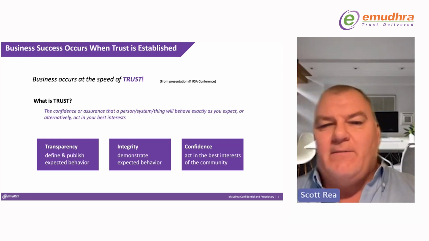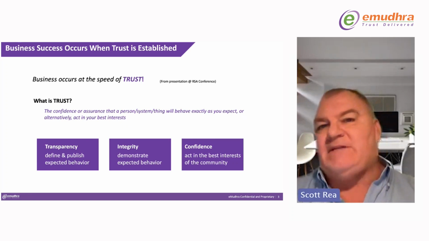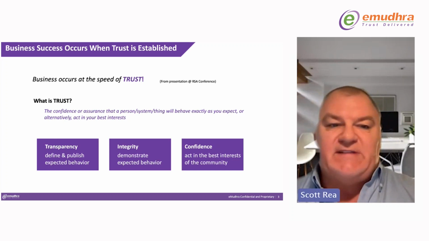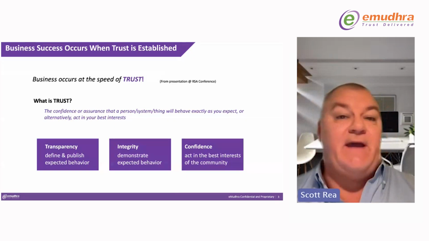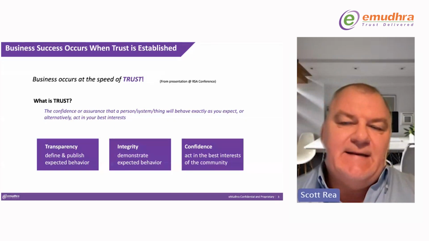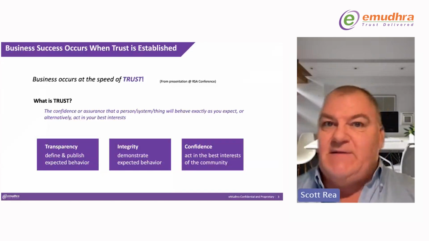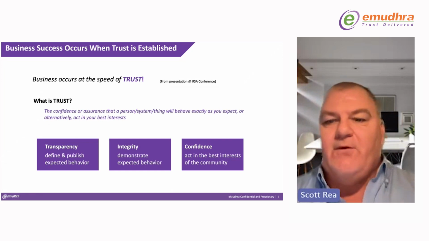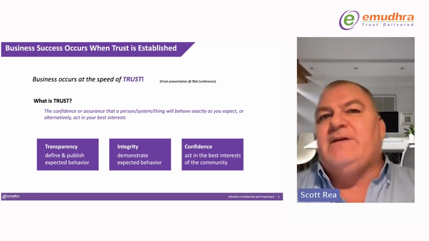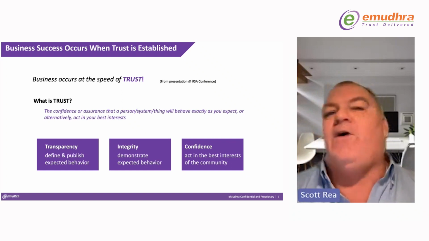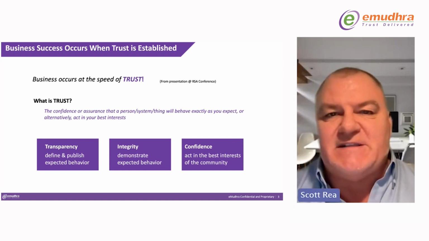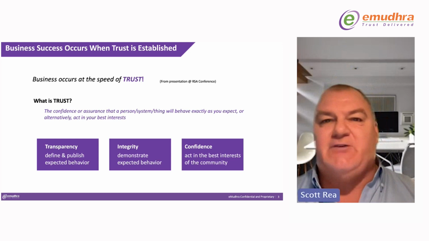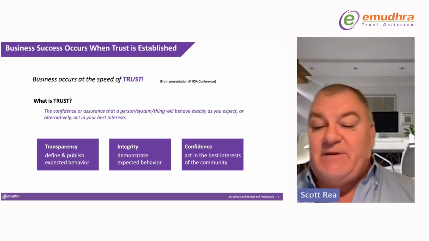Now, to create that environment, there are typically three elements that need to be present. The first is transparency. In other words, the entities that want to transact need to define and publish what the expected behavior is going to be for the transaction. Then there needs to be integrity, which means what they said they're going to do, they actually demonstrate that they have that behavior of doing exactly what they said they're going to do. And then finally, confidence. There needs to be some confidence because we can't define in advance every scenario or situation that's going to come up, but there has to be some confidence that the two parties are actually acting in the best interests of each other or the community in which they're participating.